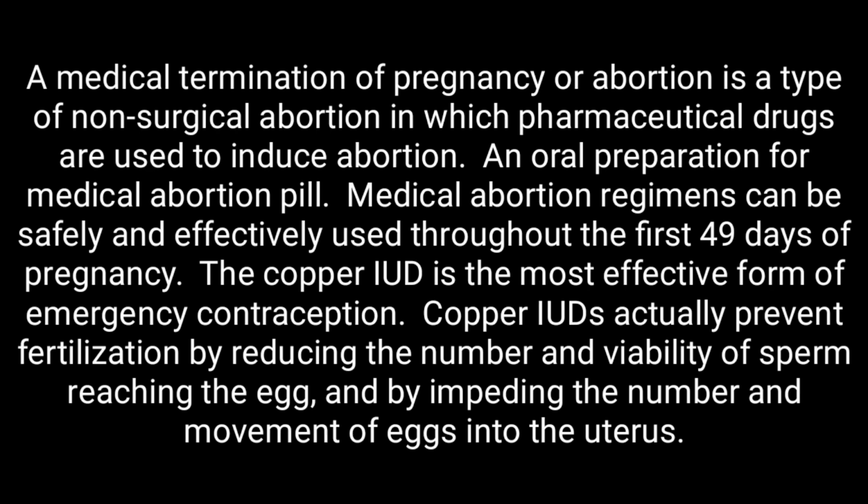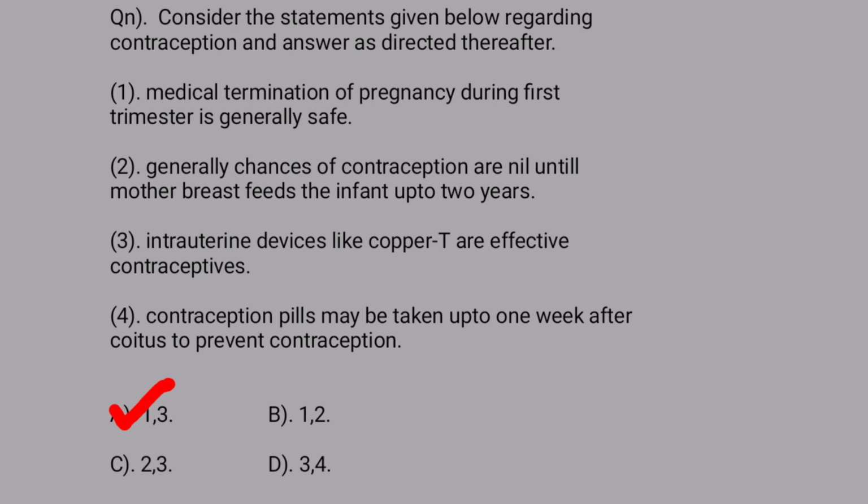A medical termination of pregnancy, or abortion, is a type of non-surgical abortion in which pharmaceutical drugs are used to induce abortion. An oral preparation is the medical abortion pill. Medical abortion regimens can be safely and effectively used throughout the first 49 days of pregnancy. The copper IUD is the most effective form of emergency contraception. Copper IUDs prevent fertilization by reducing the number and viability of sperms reaching the egg and by impeding the movement of eggs into the uterus. Hence, option A, 1 and 3, is the right answer.